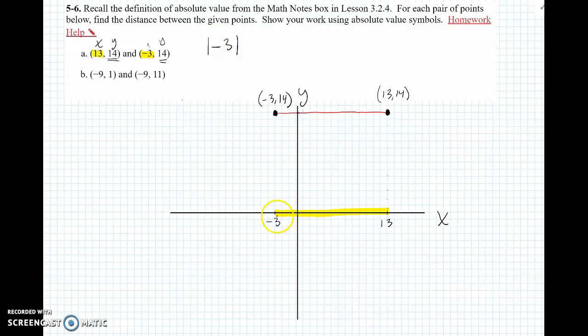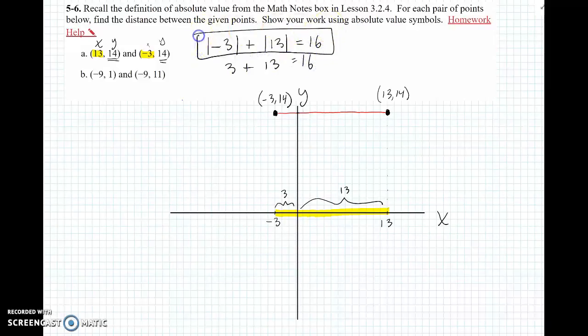How far away is it from 0? That's 3, plus the distance that 13 is away from 0. That is going to be my total distance. If I take this distance here, which is 3, and this distance here, which is 13, I will get 3 plus 13 is 16. And that's what they were looking for in this problem.